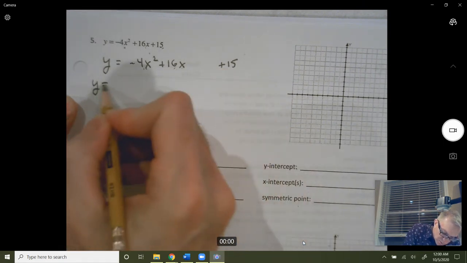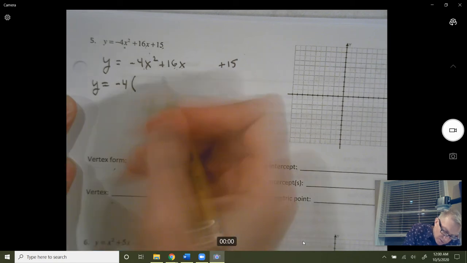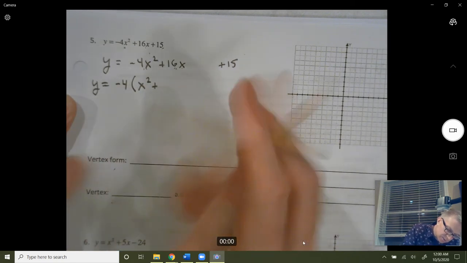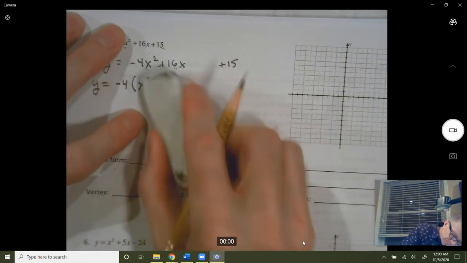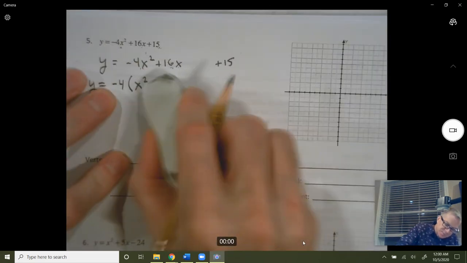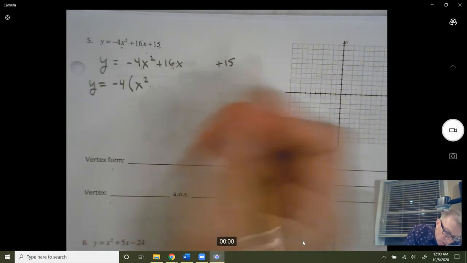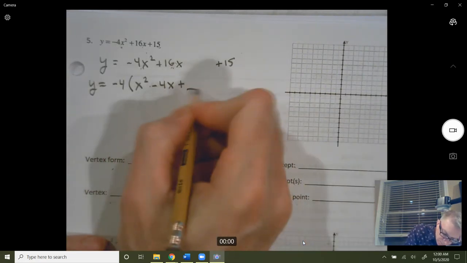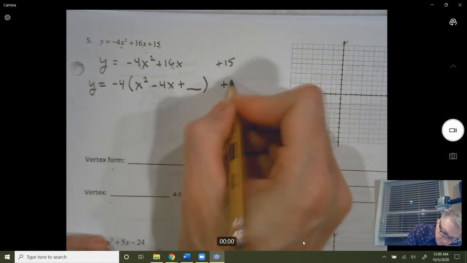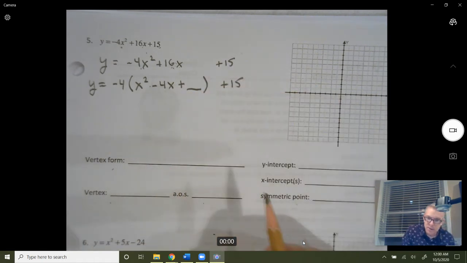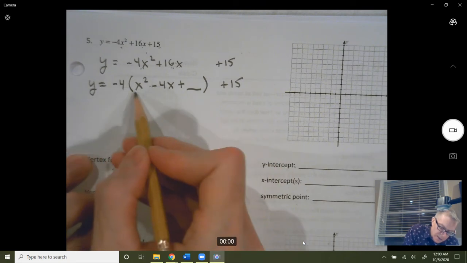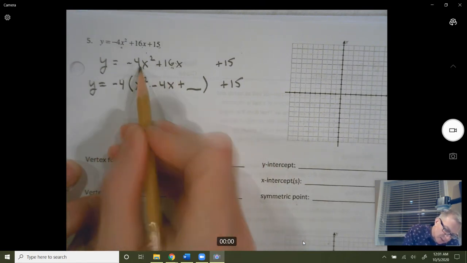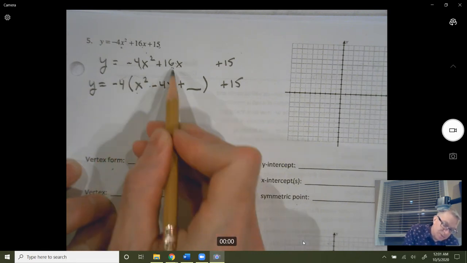So now y equals negative 4, and then we've got x squared plus, we factored that out of here. Actually, we get a minus, don't we? Be careful with that mistake. That's probably the most common mistake. We get minus 4x, and then plus something will complete the square and then bring down the plus 15. Let's just double check that we factored that right. When we multiply it back out, we should get this. So negative 4 times x squared gives us this. Negative 4 times negative 4x gives us plus 16x.